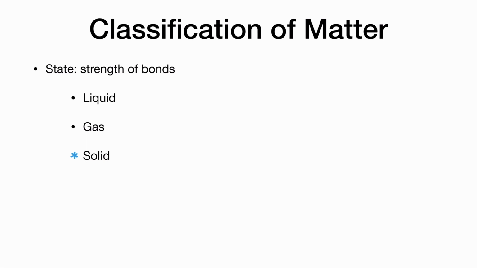And the kinds of solids we are interested in are what we call crystalline solids. What this means is that they have a regular pattern. They have a regular pattern of packaging. So they're not randomly oriented, but they have some regular structure.